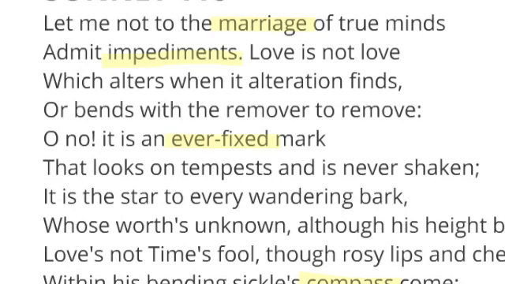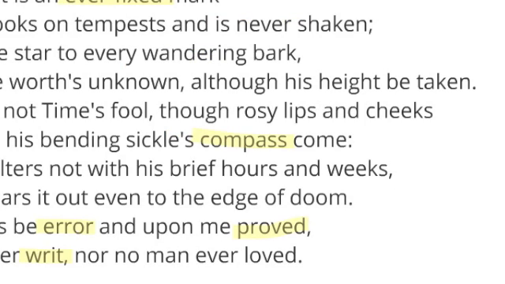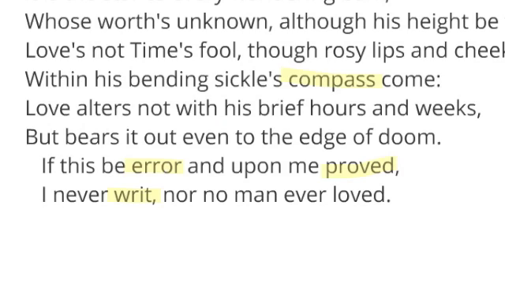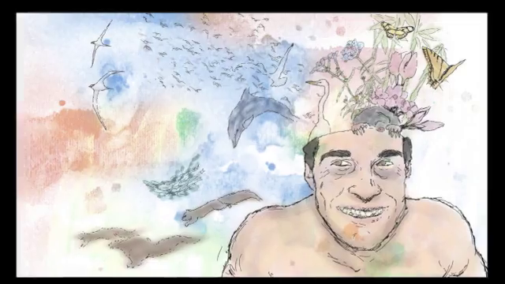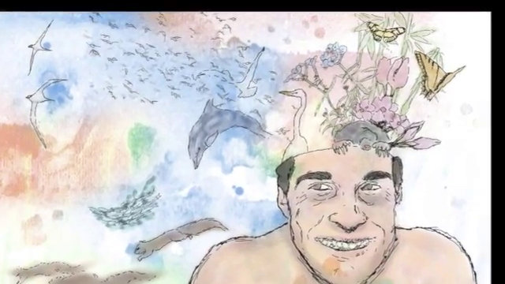We have this phrase, ever fixed, this idea of eternity perhaps, and the word compass, which I know means a device that can be used in geometry or to find one's way, but it's being used in a different way in this case. We also have these words error and writ and proved. These are words that to me sound like argument. That word writ, I'm not sure that I've seen before, but I'm certain it has something to do with the word writing.